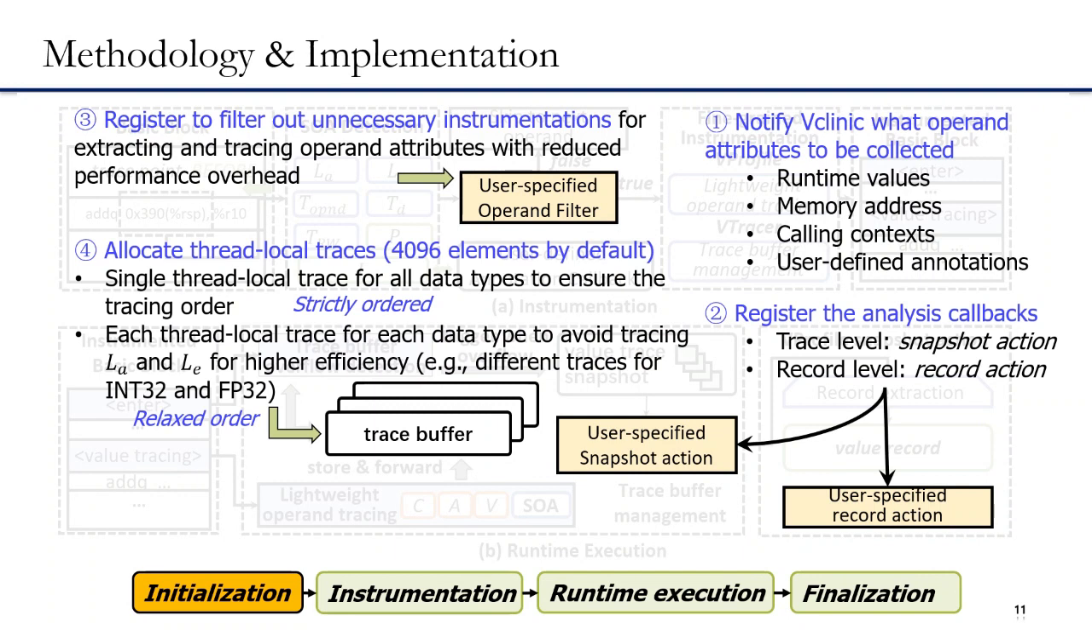Afterward, VClinic allocates thread-local traces for each data length and type when a new thread is launched. Such fine-grained trace allocation can avoid instrumentation to trace LA and LE for higher efficiency. Note that when the restricted order flag is set during initialization, VClinic will allocate a single thread-local trace for all data types to ensure tracing order, and instrumentation to trace LA and LE is still needed.